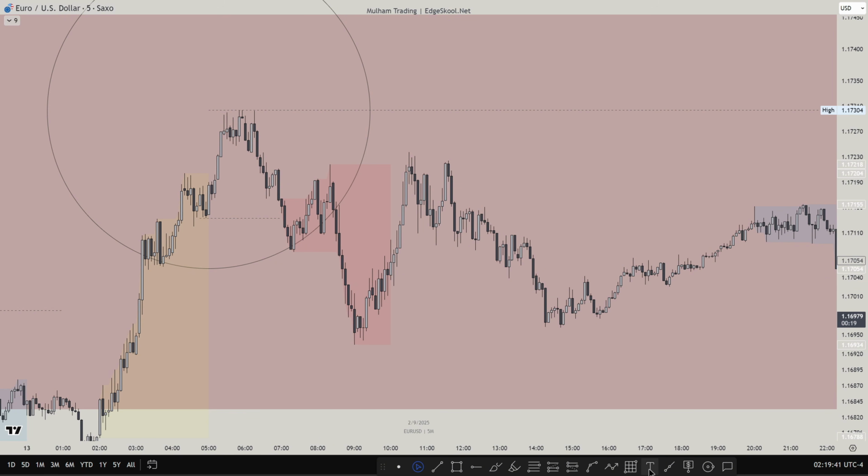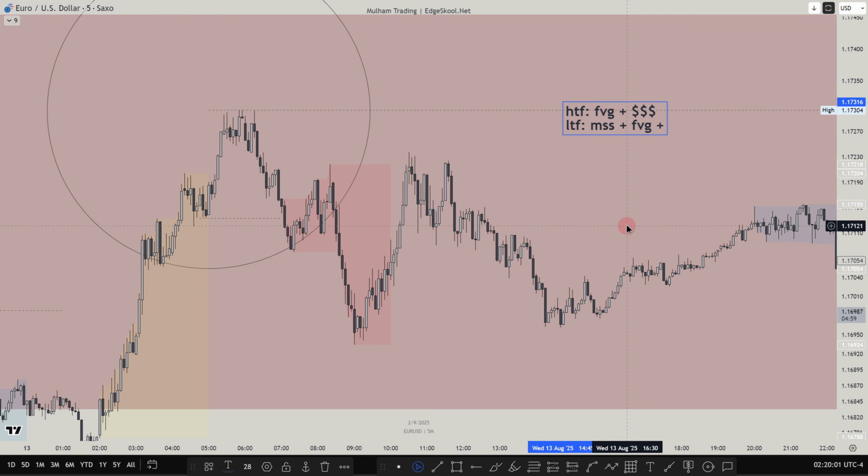On the higher time frame, what did we enter based on? We entered based on the higher time frame plus the liquidity at the same time, right? So higher time frame is fair value gap and liquidity. Now on the lower time frame, we can also see something. We can see a market structure shift as well as a fair value gap and liquidity. And where is that? It's right here.